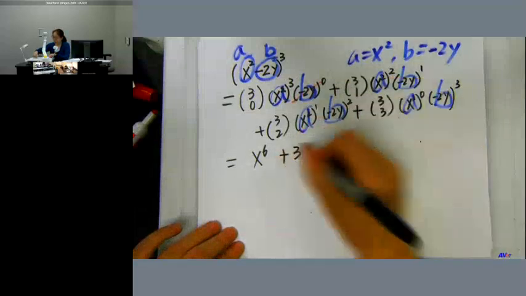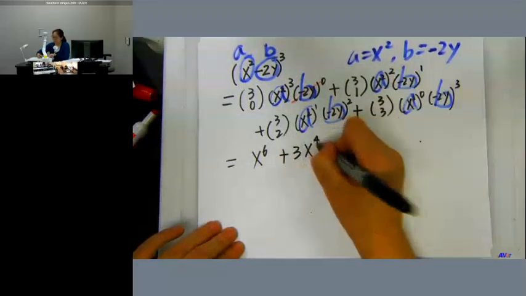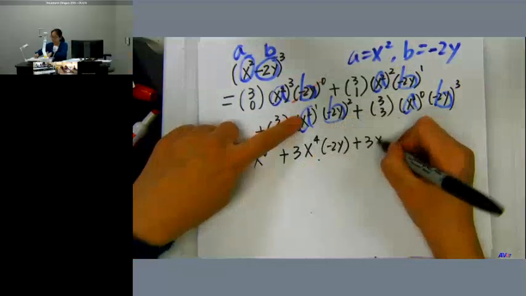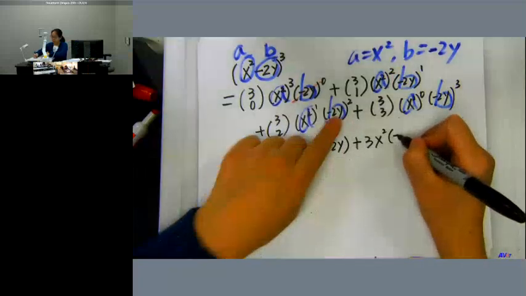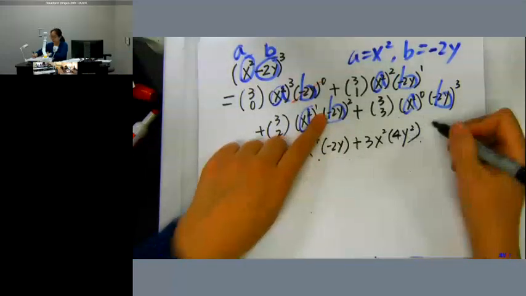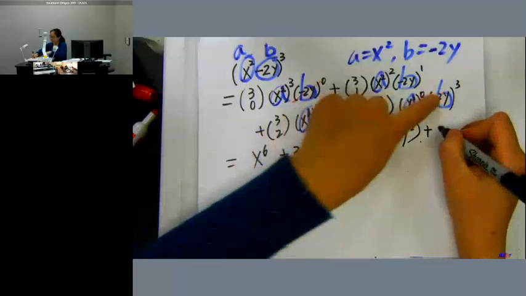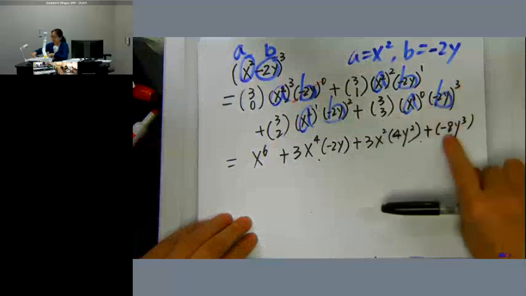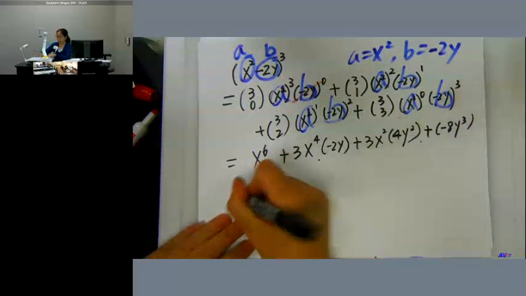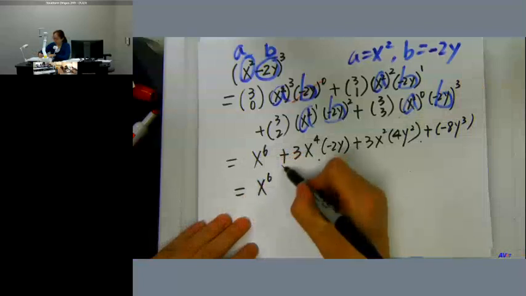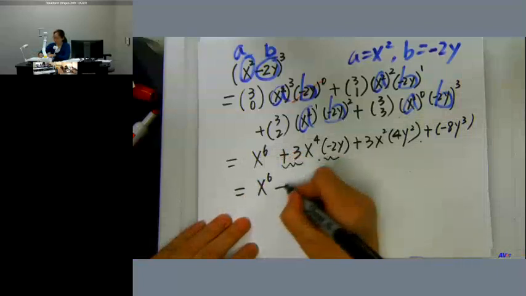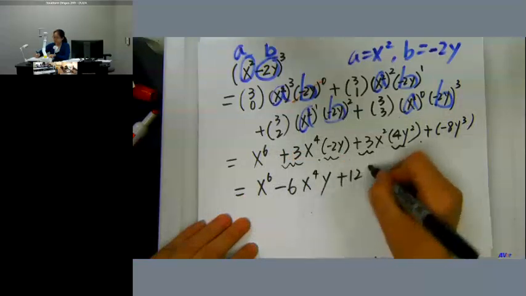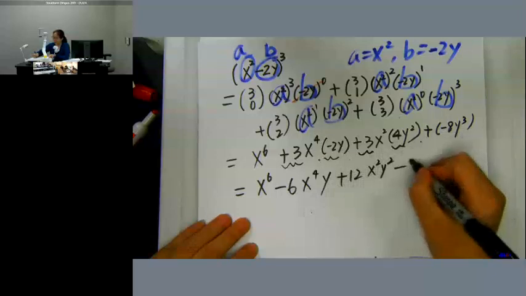Plus 3 over here, x squared squared. That's going to be x to the fourth times negative 2y, plus another 3x squared. Negative 2y squared would be 4y squared, plus 1 times 1 times negative 8y to the third. But you do negative 2 to the third, negative 8, y to the third. Simplify one more step. Positive 3 times negative 2, negative 6. Positive 3 times positive 4, positive 12. And minus 8y cubed.